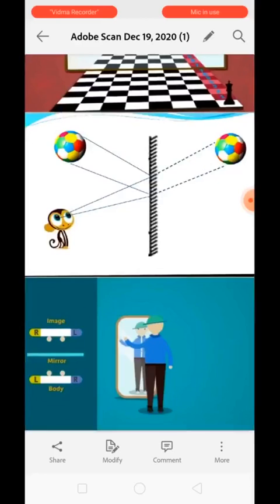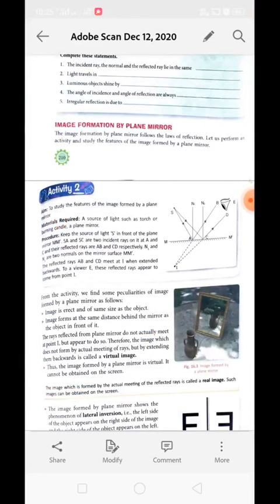Understood, class? Now class, let's have a look at activity 2, in which we are going to study the features of image formed by a plane mirror. The features of image formed by a plane mirror have already been discussed by us. To perform this activity, we need a source of light, that can be a candle or a torch. And of course, to reflect the light rays, we need a mirror. So let's start the activity.